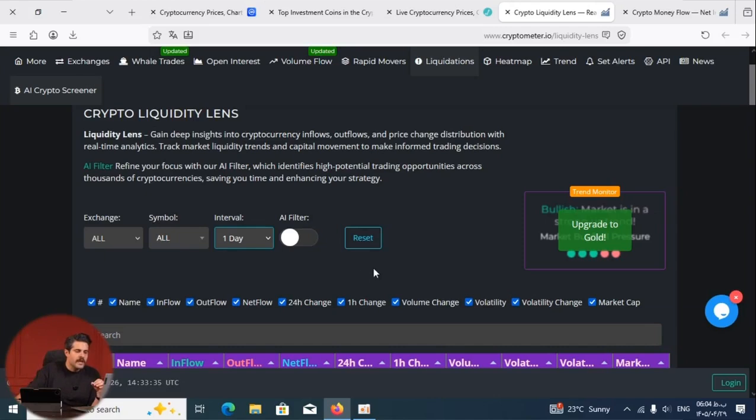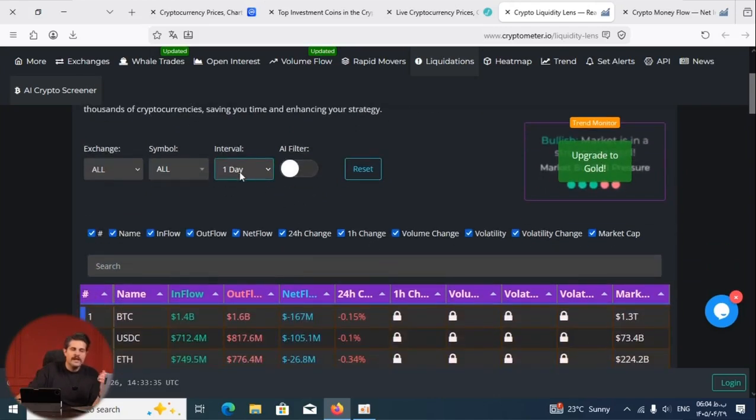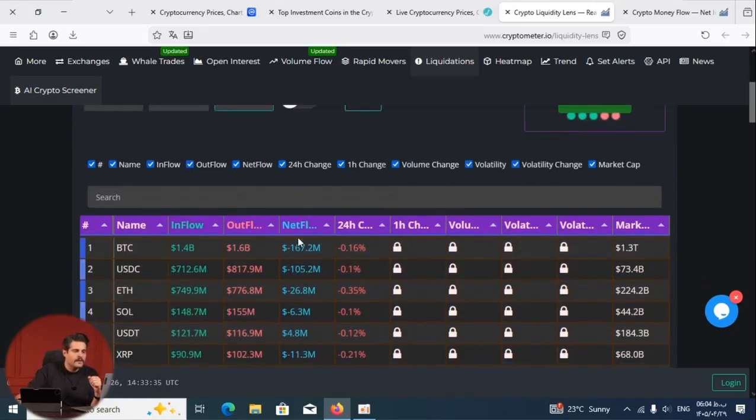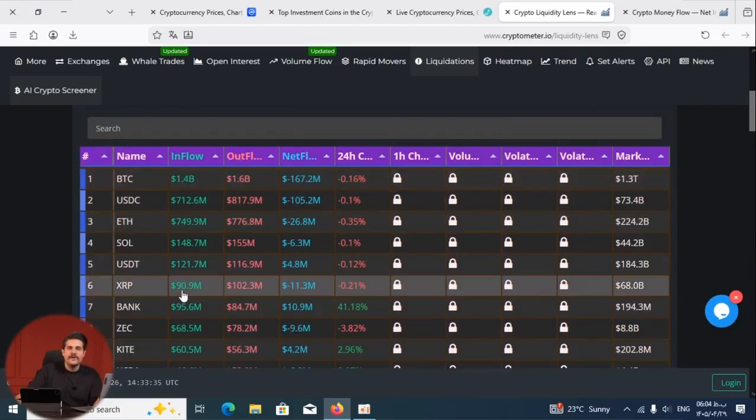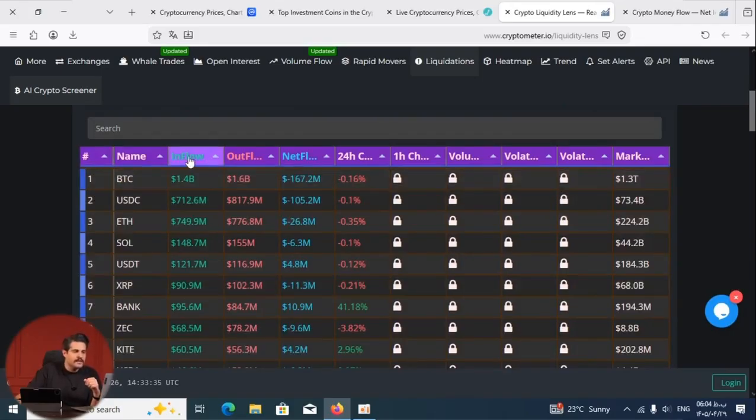Okay, let's go to Cryptometer for an explanation. So my interval is daily. I'll also set these two options, exchange and symbol, to all, and I'll go. Lower down, I see a list of different currencies. What is it showing me? Inflow, outflow, Netflow. Inflow means it's showing me the flow of money into the digital currency. And outflow is showing me the flow of money out, you know? How much money has entered this digital currency, and how much money has left this digital currency in the past 24 hours?